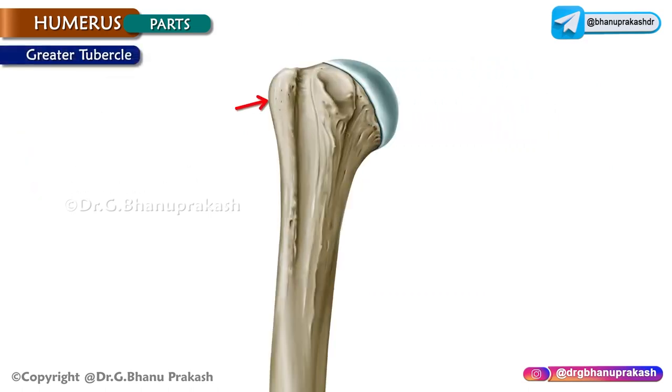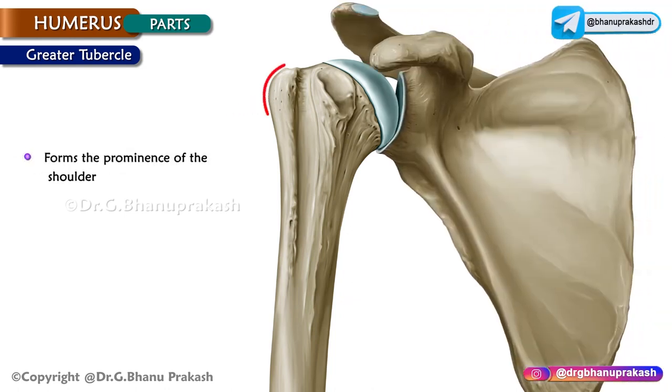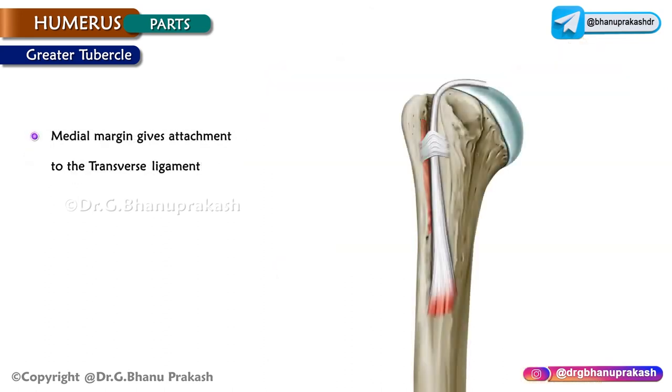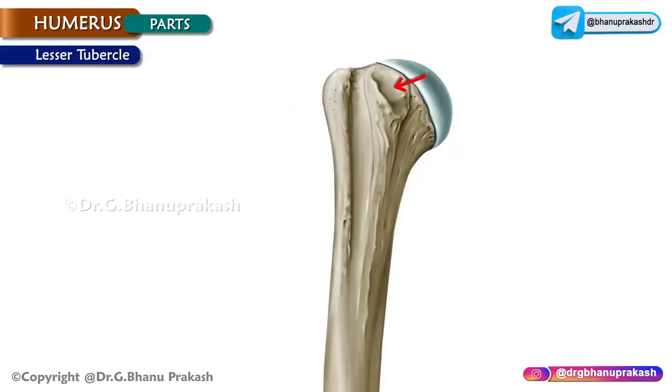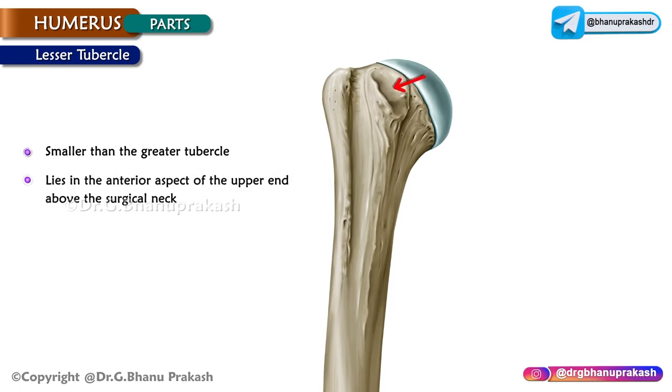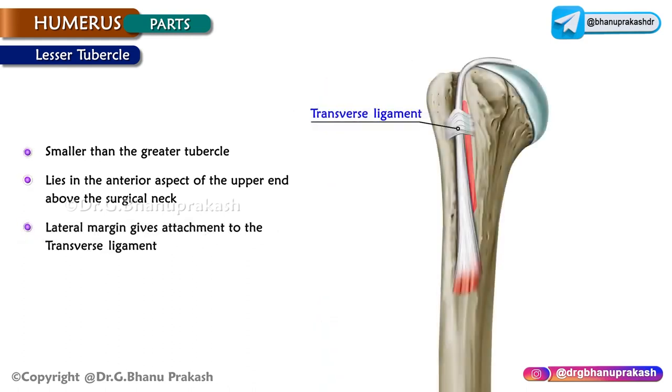The greater tubercle lies in the posterior-lateral aspect of the upper end and forms the prominence of the shoulder. The medial margin gives attachment to the transverse ligament. Lesser tubercle is smaller than the greater tubercle and lies in the anterior aspect of the upper end just above the surgical neck. The lateral margin gives attachment to the transverse ligament.